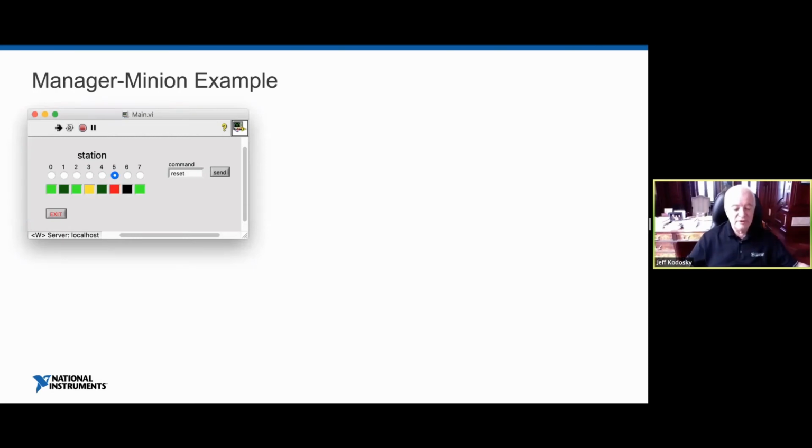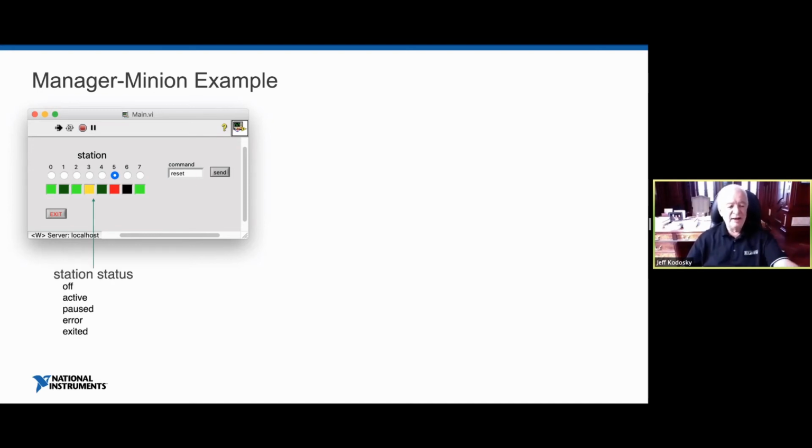So here's a simple example I built. I call it a Manager-Minion Example. There's a manager VI that controls 8 concurrent station VIs. And you'll pardon my primitive UI here on the main VI, but that's not the point of the example. So imagine a much nicer UI, if you will.